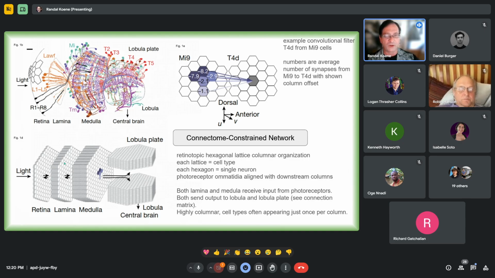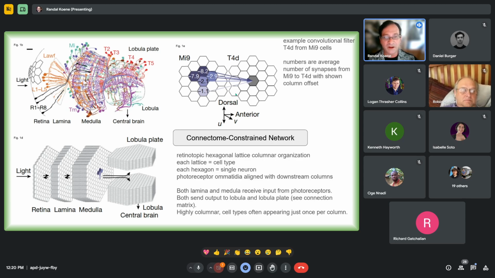Now the regions shown here are organized into hexagonal lattices, organized into columns. Each lattice is made up of a cell type, and each hexagon contains a single neuron, or typically a single neuron. Columns are aligned from the photoreceptors downstream to the other columns. And photoreceptor input reaches the lamina and medulla, these two directly. And the cells in the lobula and lobula plate receive inputs from there as per the connection matrix that we showed just before.